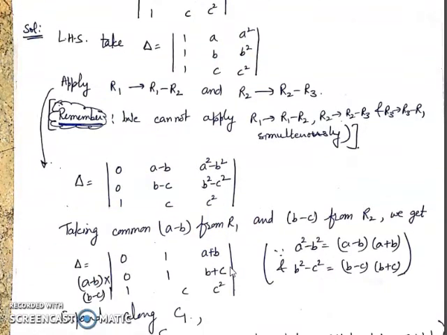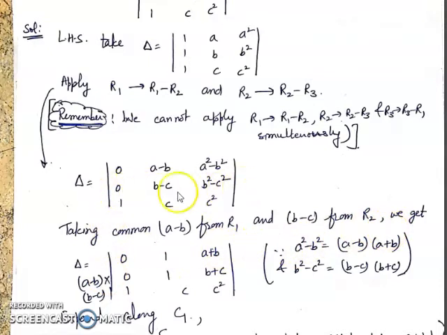Now taking common a minus b from R1 and b minus c from R2. A minus b and b minus c we are taking common, so it should be written outside the determinant. So 0, a minus b we are taking common, so left over here is 1, and a square minus b square is a minus b into a plus b. A minus b we are taking common, so left is a plus b.